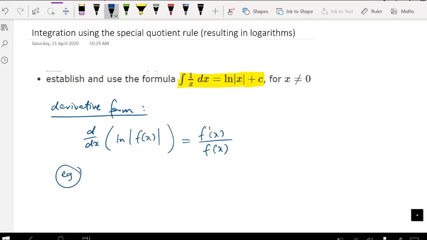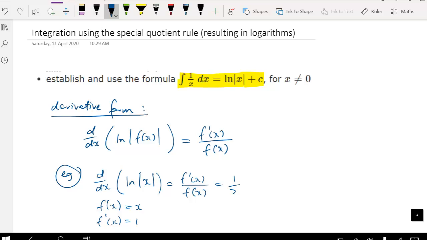When you look at the derivative of ln x, it's pretty straightforward. If the function is x, so f of x is x, the derivative of that will simply be 1. Then if we follow this f dash of x over f of x, it will be 1 on x. And this holds true for all of these scenarios. It's much quicker than going through any other process trying to apply the chain rule. The special quotient rule speeds this up a lot.